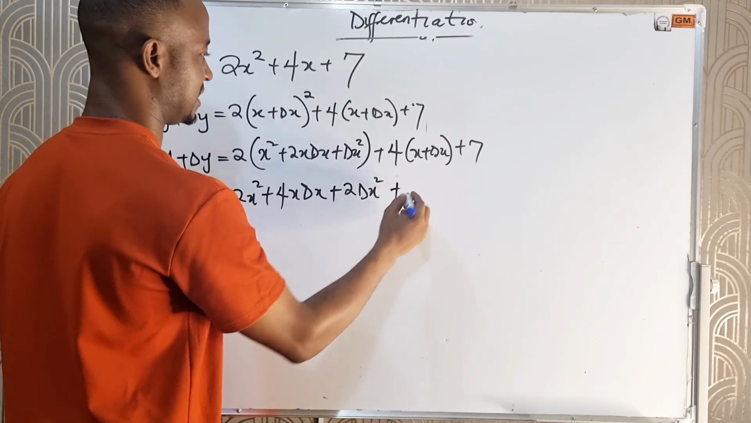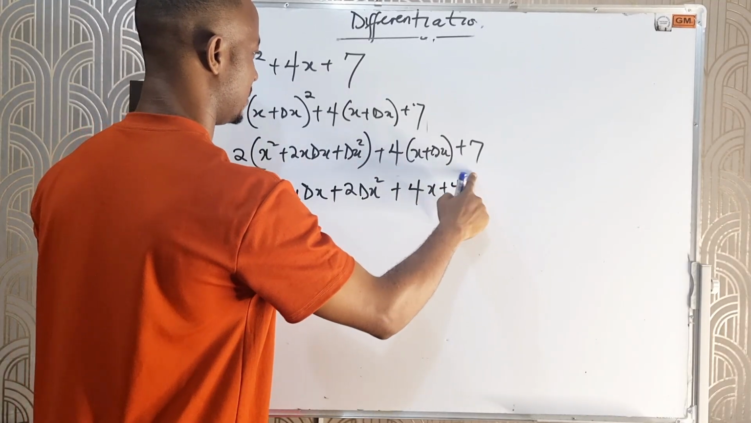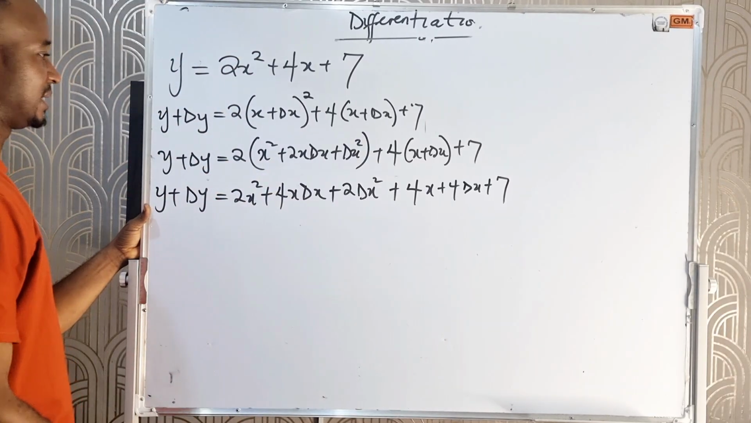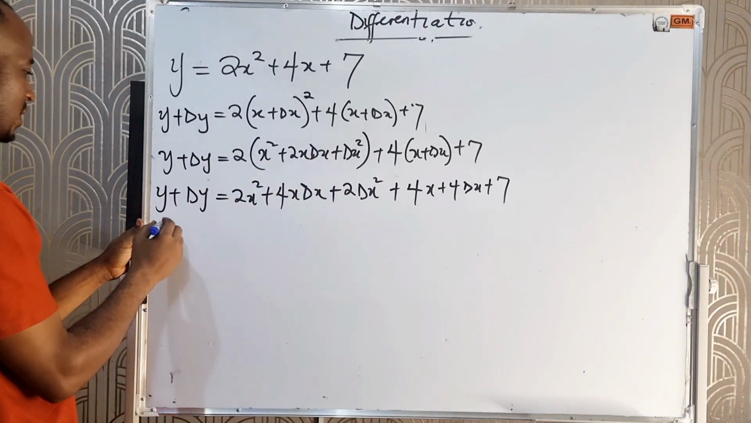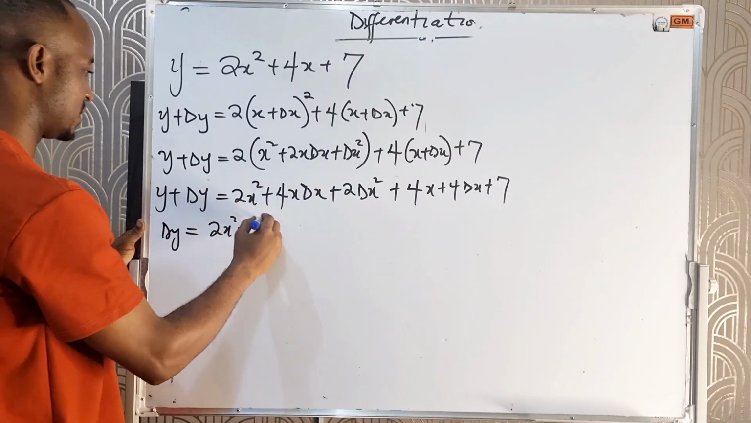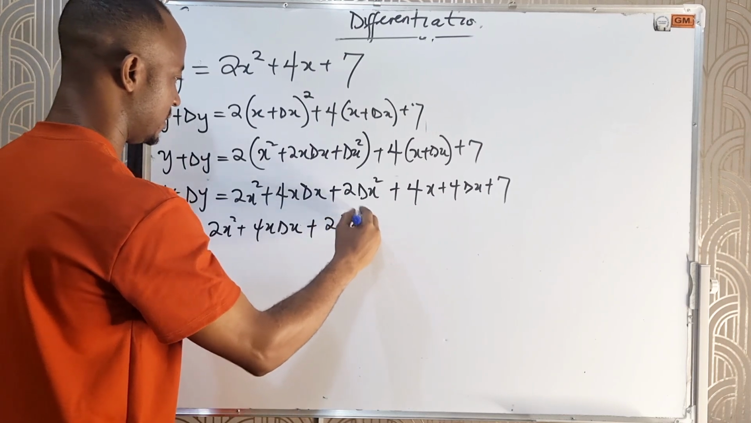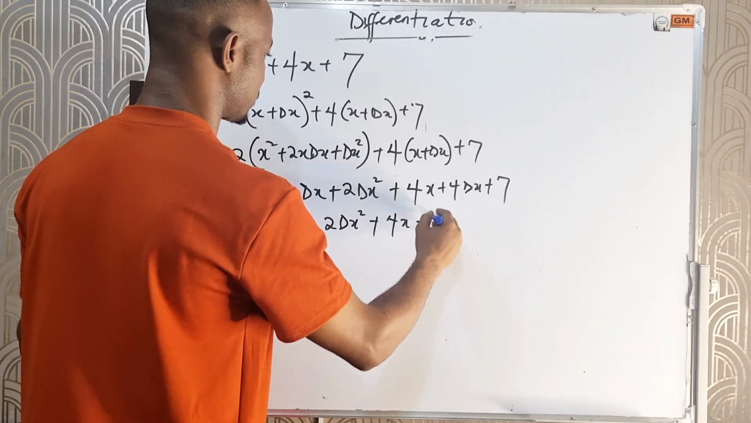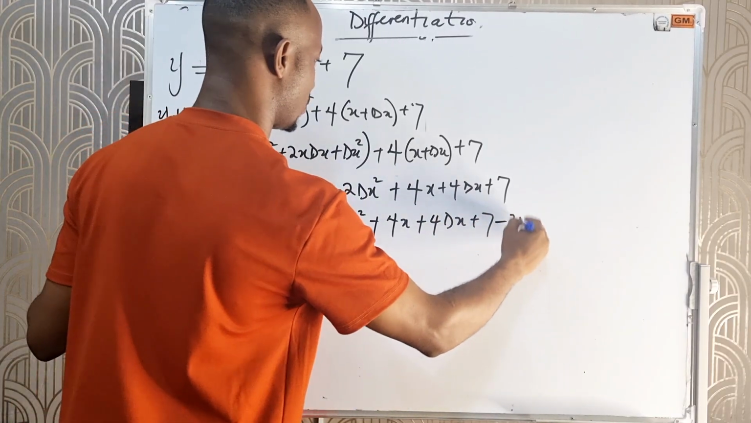Plus 4 times x is 4x. 4 times delta x is 4 delta x. Plus 7. Now the next is to move this y to the other side. Here becomes delta y equals 2x squared plus 4x delta x plus 2 delta x squared plus 4x plus 4 delta x plus 7 minus y.